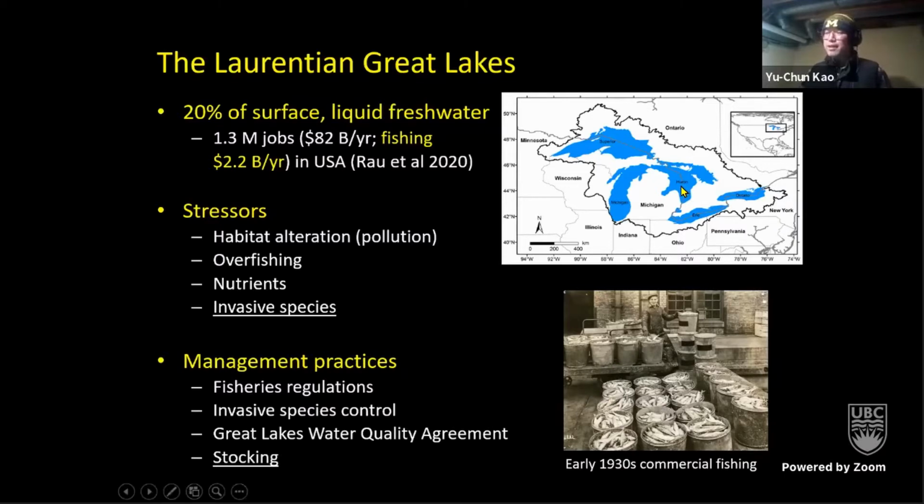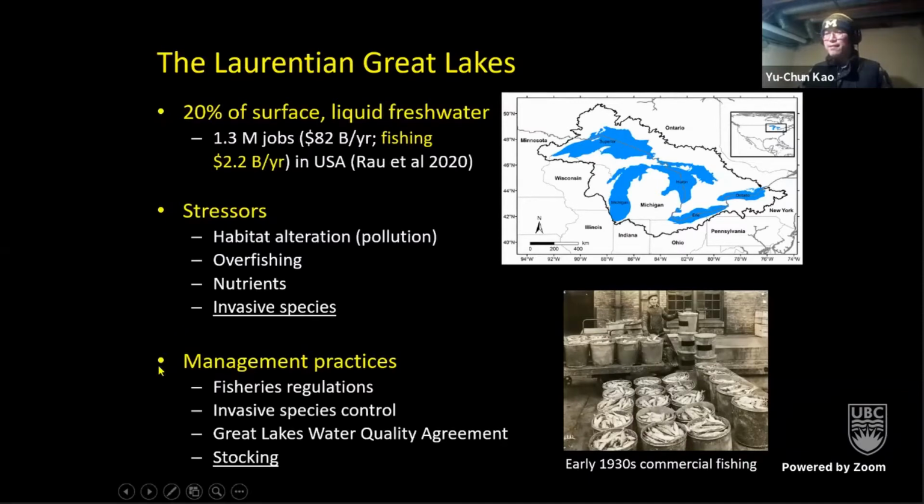Similar to all the other freshwater ecosystems in developed countries, we have a lot of stressors and a lot of management practices. These stressors should look familiar. But in the last 50 years or so, the main problem has been invasive species. This is across all 5 lakes. In each lake, you may have different problems, but for all 5 lakes, invasive species has been the problem we have.